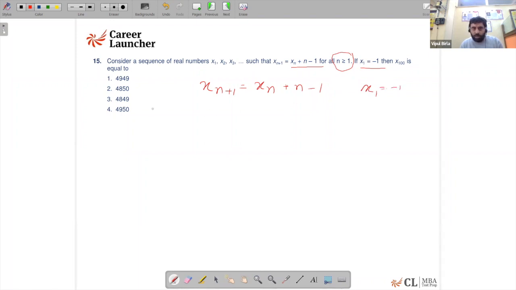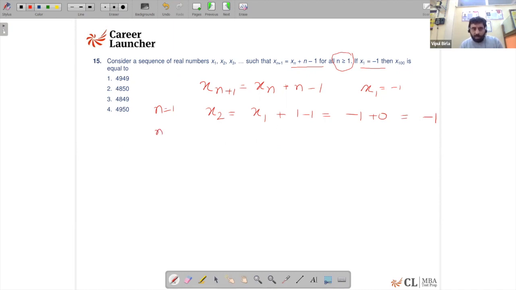So if I plug in n equal to 1, it becomes x of 2, which is equal to x1 plus 1 minus 1. x1 is minus 1, so minus 1 plus 0, which is equal to minus 1. So I end up getting x of 2 is equal to minus 1.